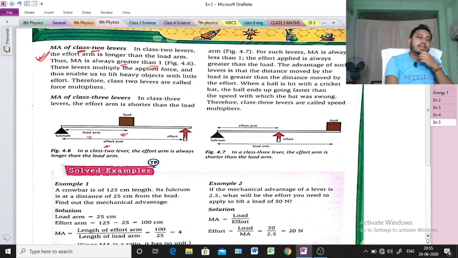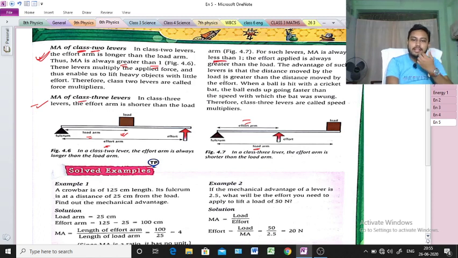Now in the class 3 lever, you can see the length of the load arm is always greater than the length of the effort arm. That means a reverse case. Clear? That means totally reverse case. So what will be the value of the mechanical advantage? The value of the mechanical advantage will be always less than 1.